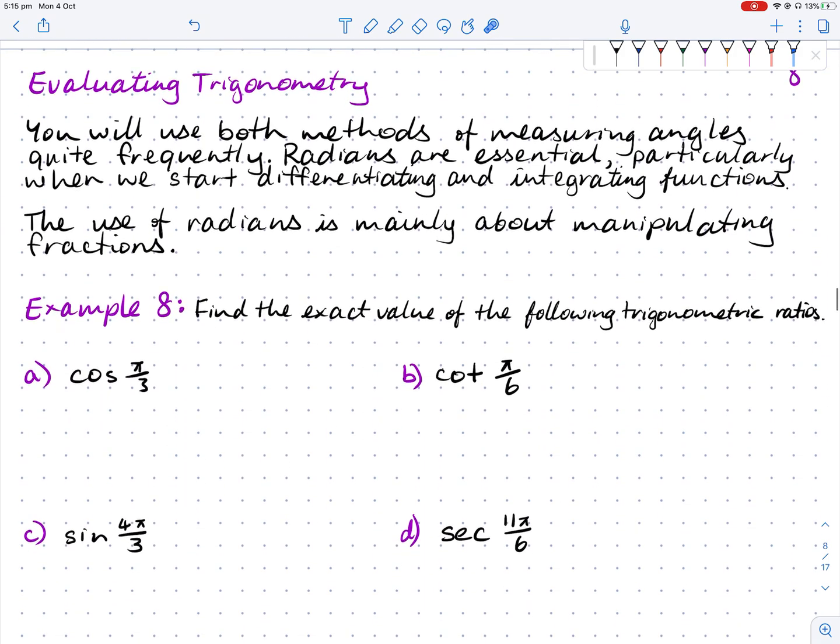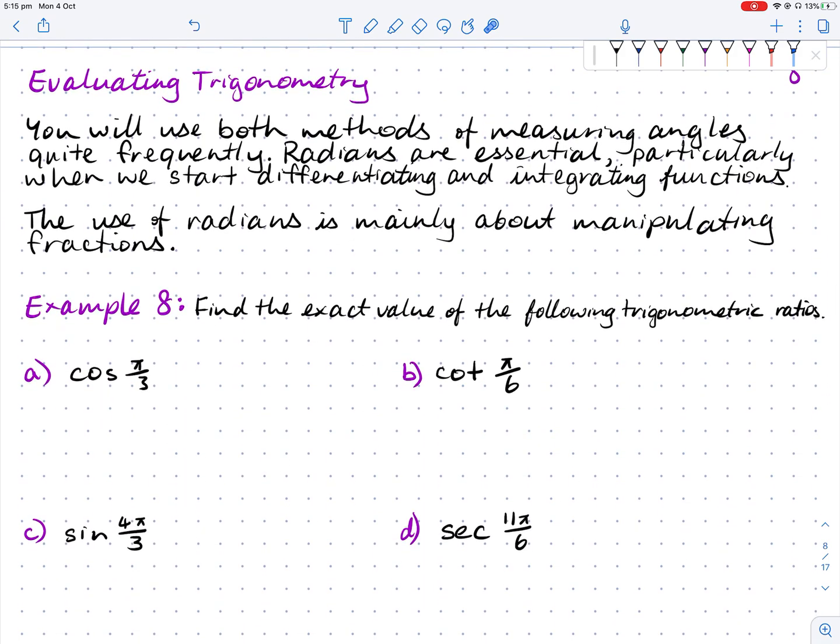Okay, so what we can now do also is we can do some calculations. So we will be using both methods. So when you look at your exam questions, you will see things that are in degrees, you will see things that are in radians. So you need to be comfortable with using both of these different ways of measuring angles. Typically, if a question is given in degrees, you should be answering it in degrees. And if a question is given in radians, you should be answering it in radians. That's just the rule of thumb.